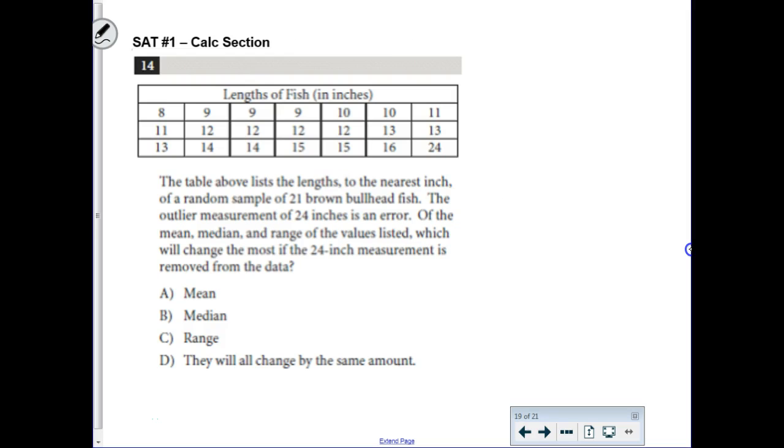Oh, look, fish. More fish. Okay, this is from SAT number 1. It's still the calc section. Oh, the bell's about to ring. Never mind. You'll have to wait till tomorrow, kids. The suspense is killing you, I know.